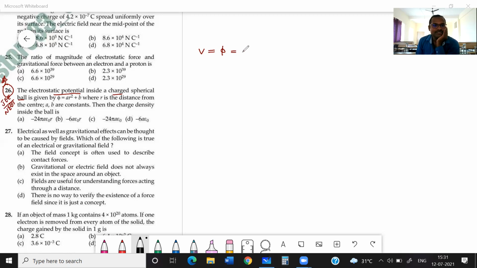Potential is given as A r square plus B inside a ball, where r is the distance from the center. A and B are constant values. Then what is the charge density inside the ball? Here there is a spherical ball, and at any point at distance r the potential is given. What is the charge density on that ball? As you know, charge density can be written as charge per unit volume.